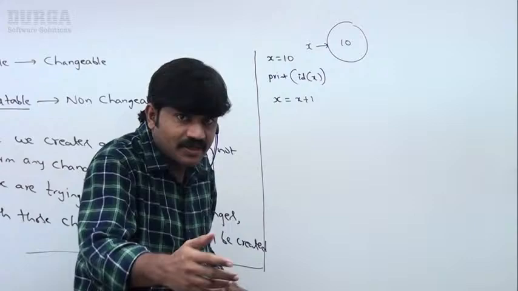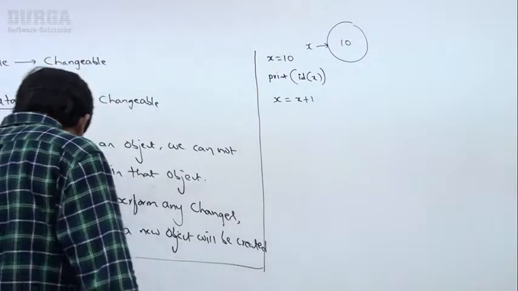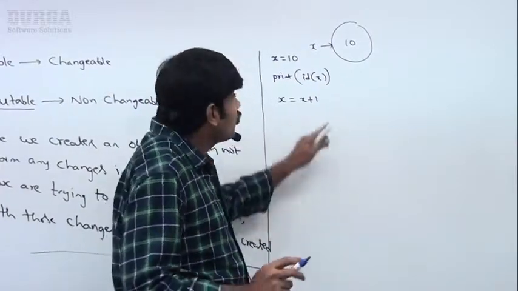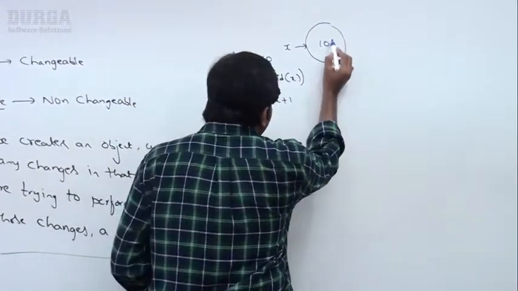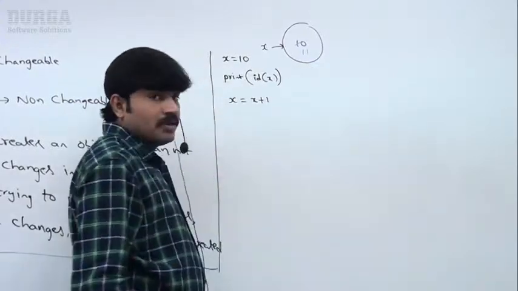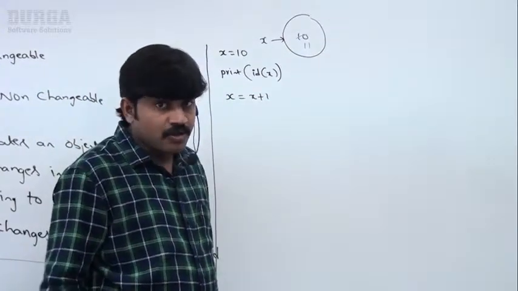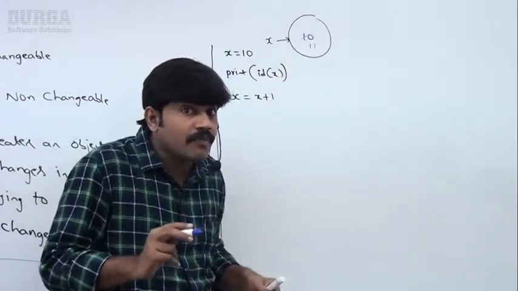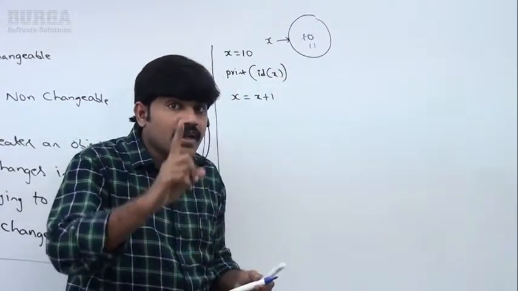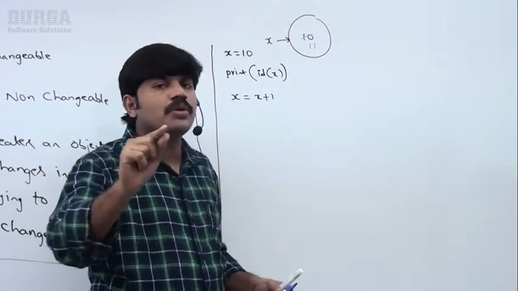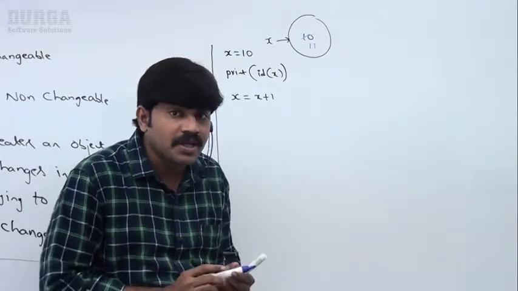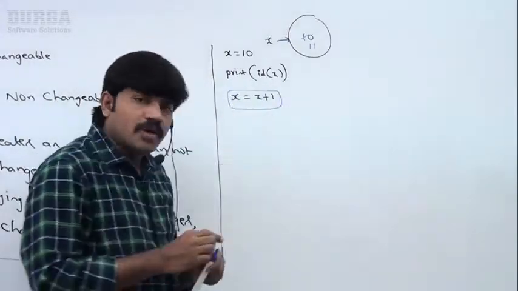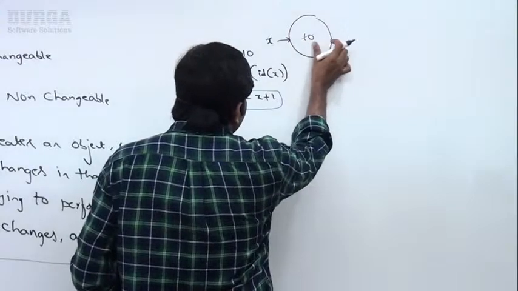Can you please tell, because of this change, what will happen? x is equal to x plus 1. Don't think that this 10 will be replaced with 11. No, this is not what happens. Once we create an object, we can't perform any changes in that object. If you perform any changes, a new object will be created by default. Remember this.